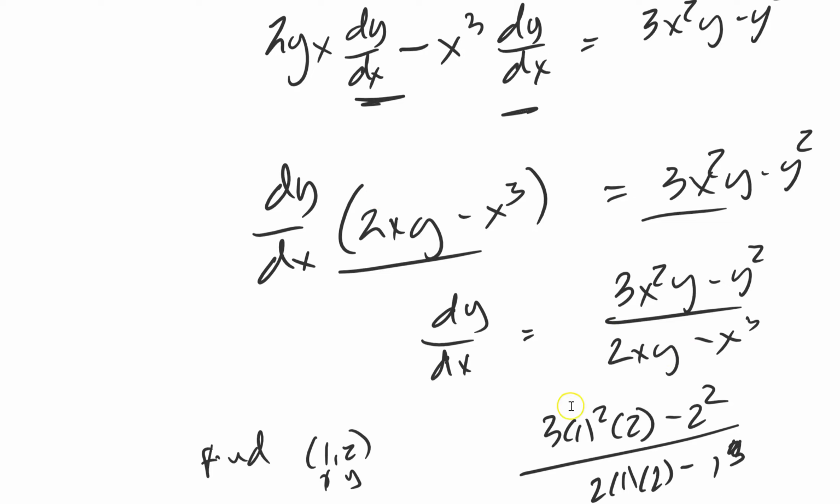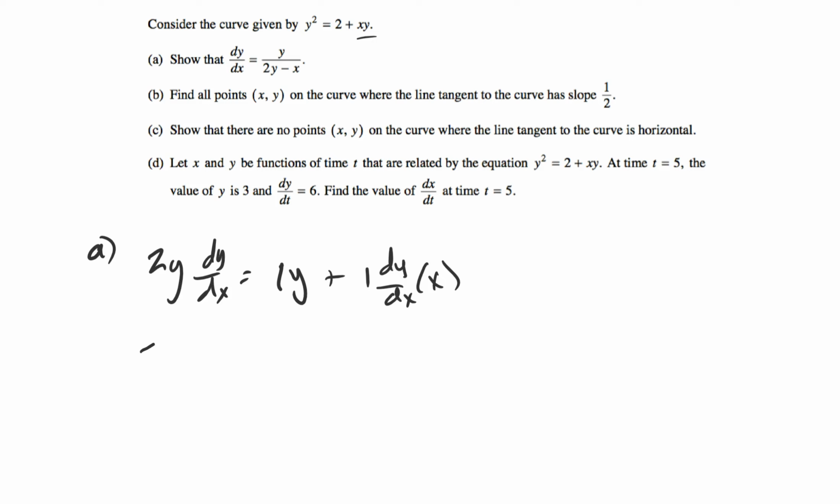I'm going to subtract this over because there's only one of them. So I'm going to get 2y dy/dx minus x dy/dx equals y. Factor out the dy/dx. Divide by it. So dy/dx equals y over 2y minus x, just like they got.